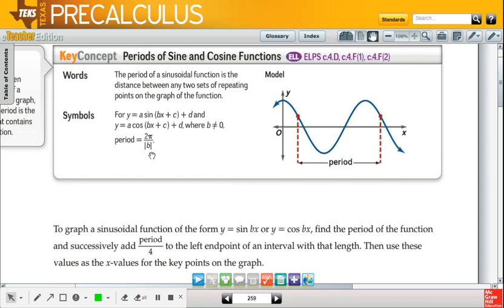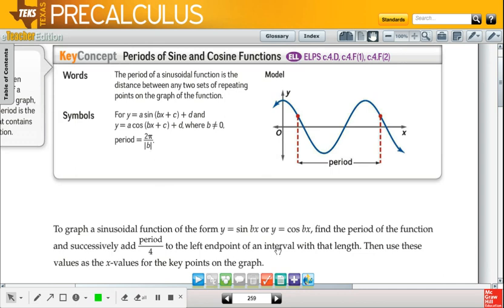Now, if b is a decimal number or a whole number, then you're going to be fine. If it's a fraction, then you still have to simplify it after you find the absolute value of b. So again, if it's a whole number or maybe a decimal number, then you're fine once you find your period. But if it's a fraction, you're going to have 2 pi over a fraction. You still have to simplify that. Can't just leave it like that.